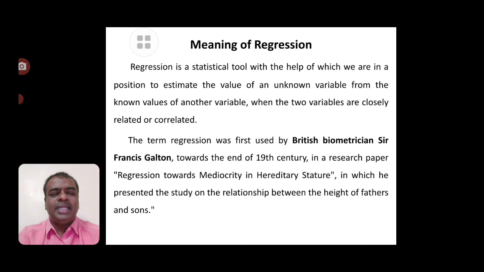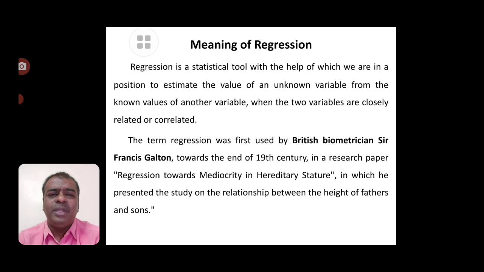Meaning of regression. What is regression? Regression is a statistical tool with the help of which we are in a position to estimate the value of an unknown variable from the known values of another variable when the two variables are closely related or interrelated. In the previous example, what happens to the demand for gold when the prices of gold decrease or increase. Therefore, regression is a statistical tool which helps us in estimating or predicting the value of the unknown variable with the help of the known variable. The unknown variable is known as the dependent variable and the known variable is called the independent variable.